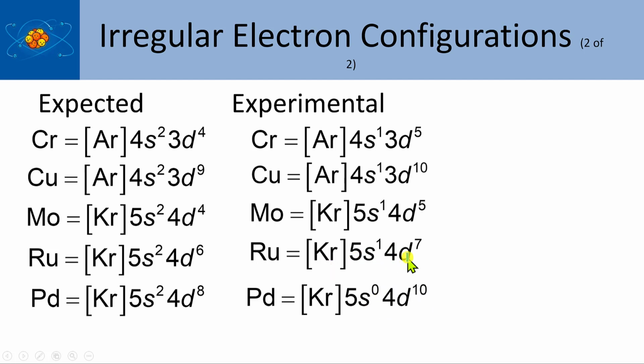Like between 5s and 4d7, we might expect that to happen if you knew that this is what happens. This is not half filled or filled, but there's pairing energy in the 5s, and so apparently it's easier to put the electron in the next higher, into the 4d energy level.